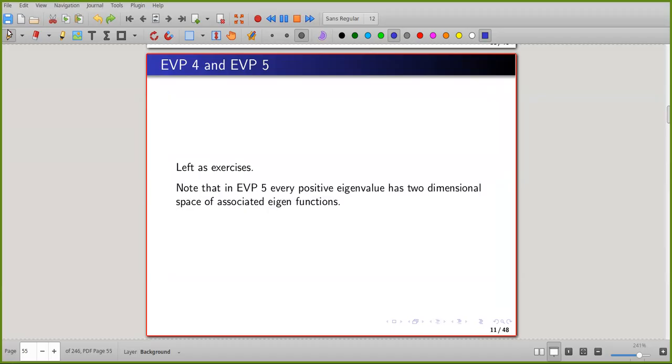Note that in eigenvalue problem 5, every positive eigenvalue has a two-dimensional space of associated eigenfunctions. So eigenvalue problem 5 is slightly different, because let's recall what it was. We needed y double prime plus lambda y equal to 0, with y of minus L equal to y of L, and y dash of minus L equal to y dash of L.